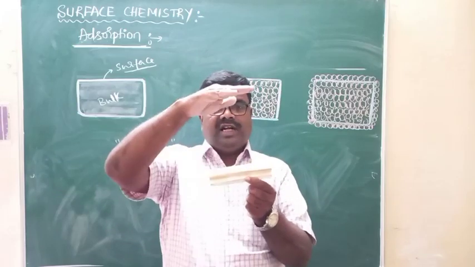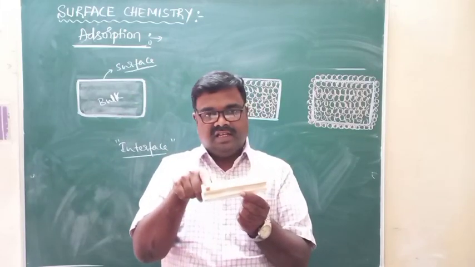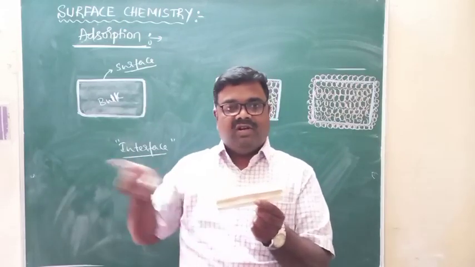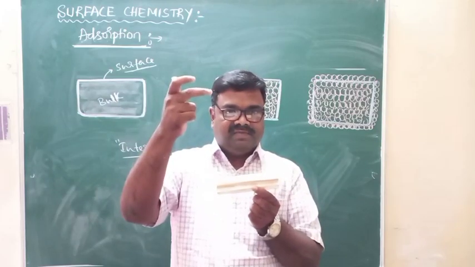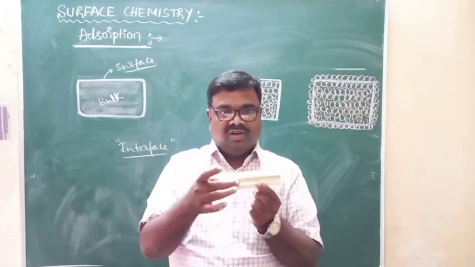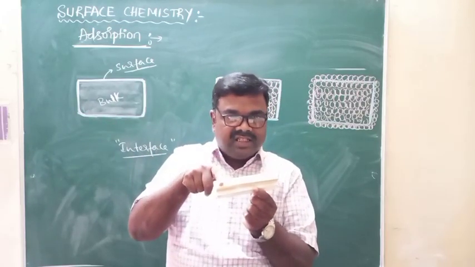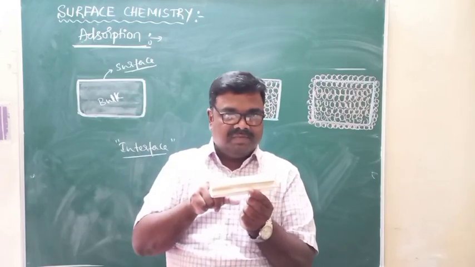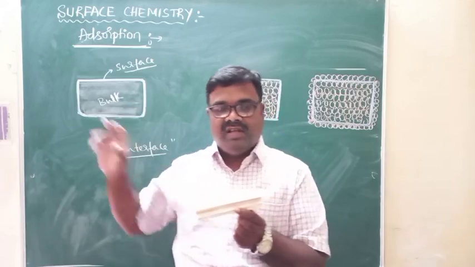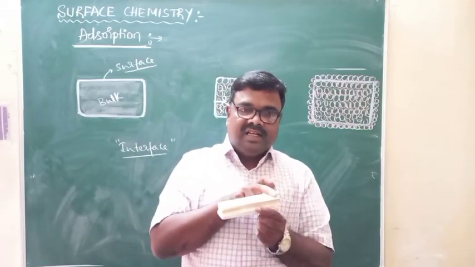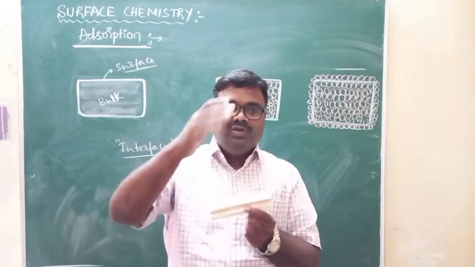This surface is in contact with air, which is in the gas phase. Therefore, this surface can be called an interface, because this surface separates the solid phase from the gas phase. It is a boundary that separates gas phase and solid phase. Or, surface is an interface that separates two bulk phases. The boundary, surface or interface, is a boundary that separates two bulk phases.